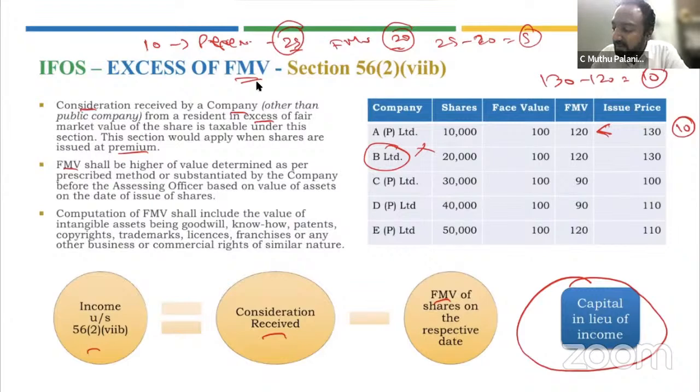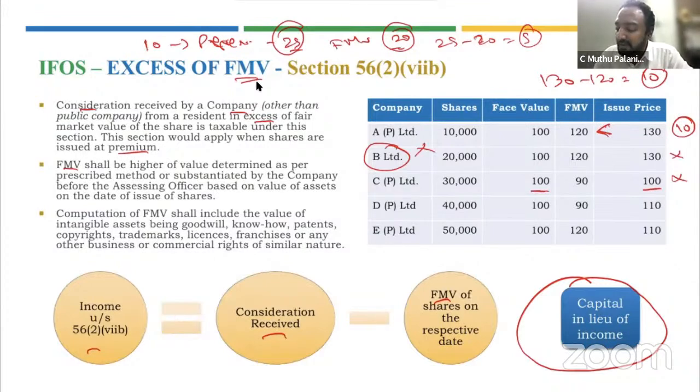Second case, we said it's not applicable because it's a public limited. Third case, face value is 100, fair market value is 90, issue price is 100. Now, this is not issued at premium, because 100 is issued at 100 only. So there is no income here also. No income that will be taxable under section 56(2).